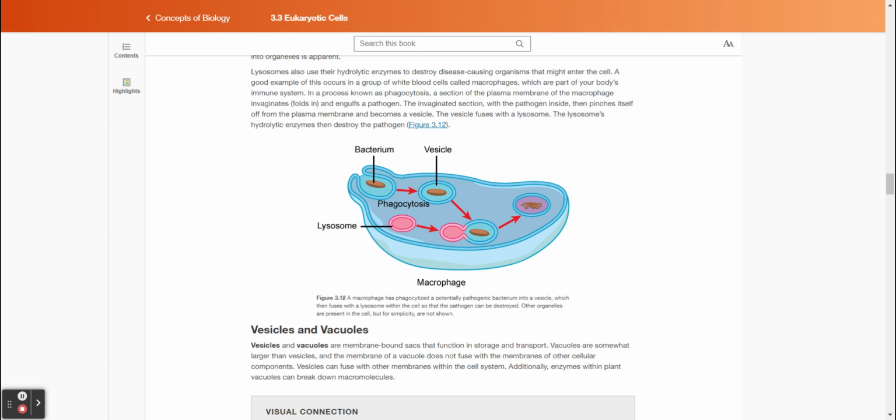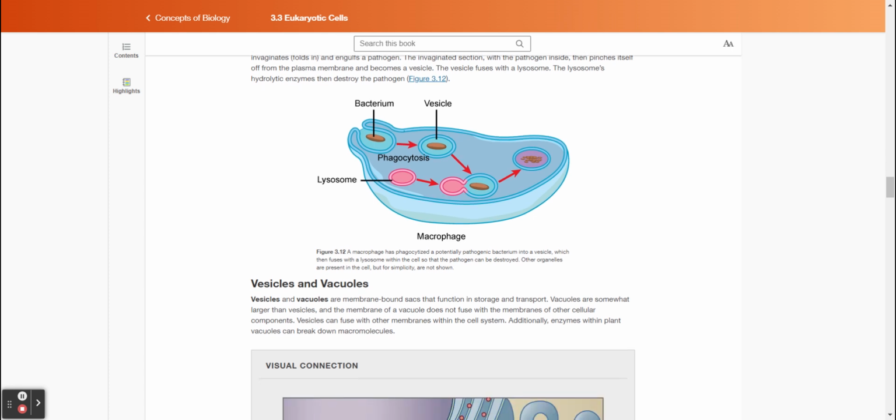The invaginated section, with the pathogen inside, then pinches itself off from the plasma membrane and becomes a vesicle. The vesicle fuses with a lysosome. The lysosome's hydrolytic enzymes then destroy the pathogen.